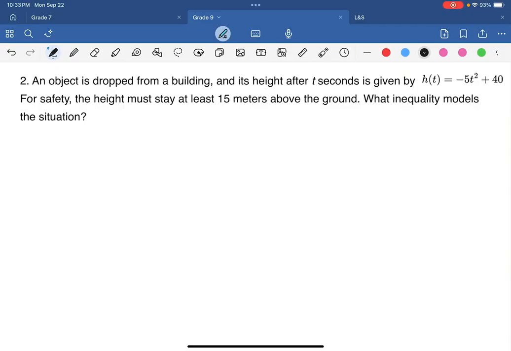Now, we need to highlight the given. Here, we have height after t seconds, which must be at least 15 meters above the ground. And based on the problem, it is asking for the inequality that models the situation. So we are going to involve the interval notation or the inequality form. Now, let's go back to writing.